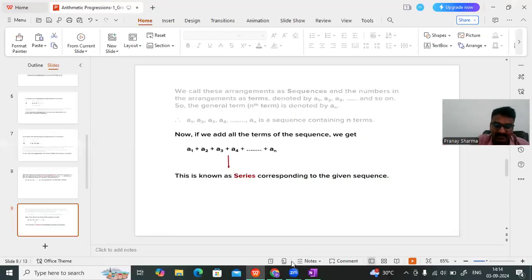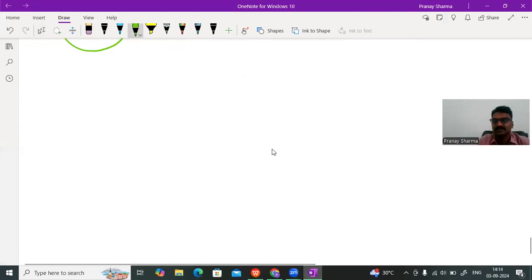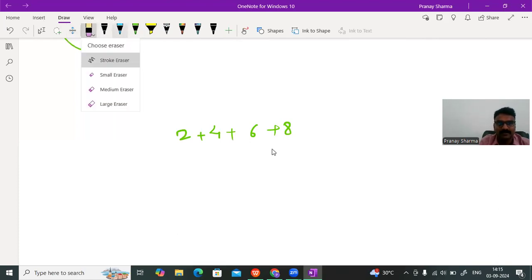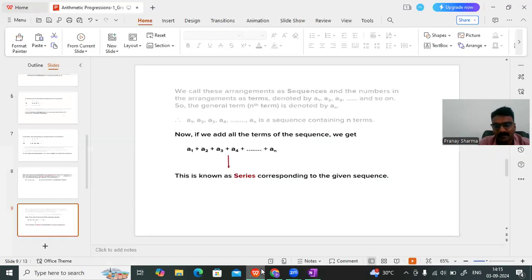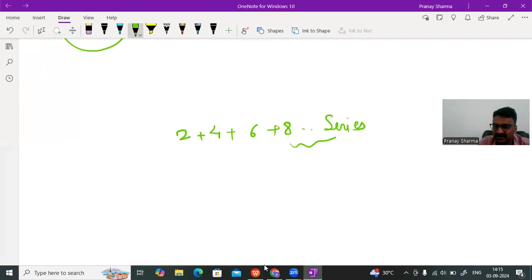Now, sir, we have a question, right? What question exactly do we have? Suppose 2, 4, 6, 8, and so on, right? We don't know its nth term, but this is a sequence. If you are adding them, let us not consider the nth term at this point in time. We'll only be considering the terms, right? 2, 4, 6, 8. Now, if you add them, then I'm calling this a series. Fine, people. Are you with me on this? This is a series. It goes till, let us say, an. This is a series.